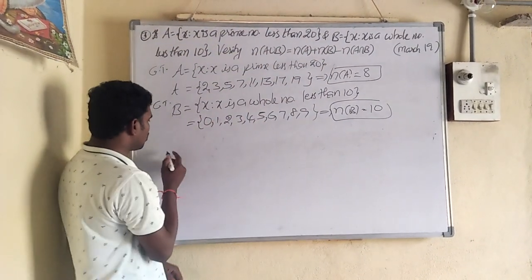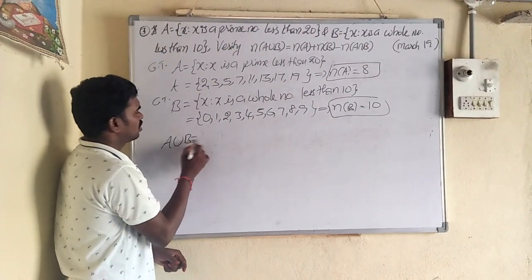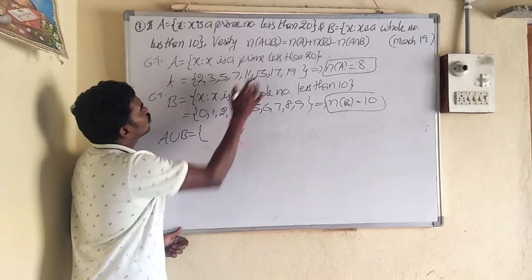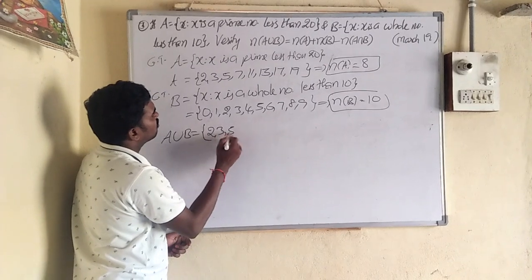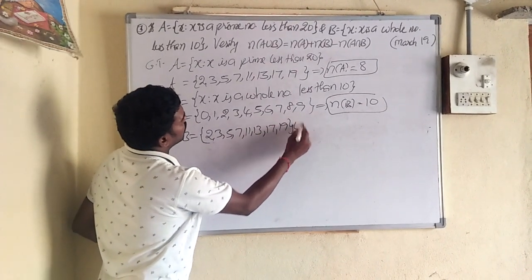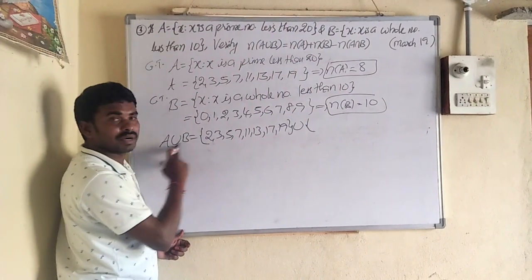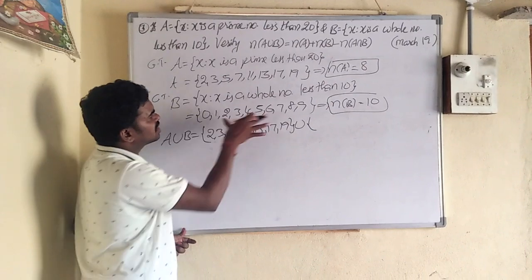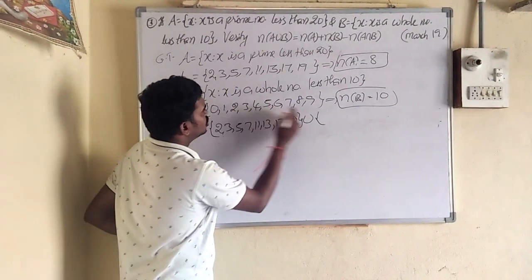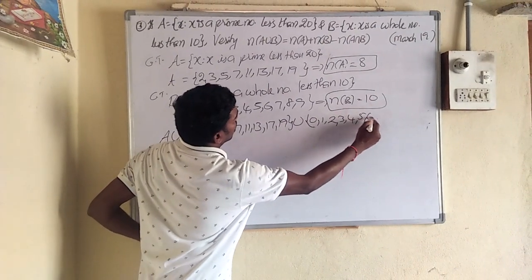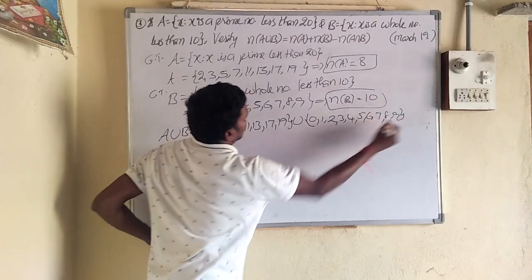Before n of A union B, first find A union B. A union B means what? First write down A. What is A? 2, 3, 5, 7, 11, 13, 17, 19. Union. Then B. B means what? Elements of B. What are the elements of B? 0, 1, 2, 3, 4, 5, 6, 7, 8, 9.